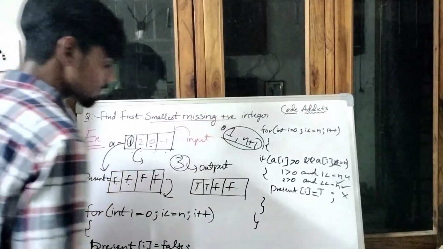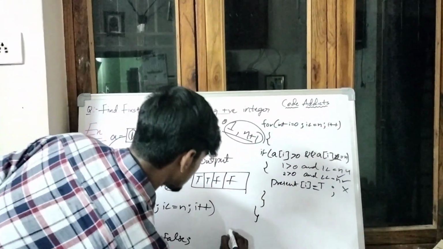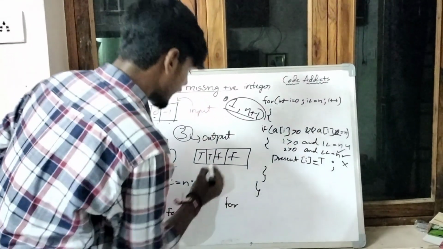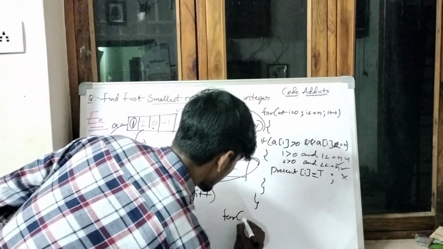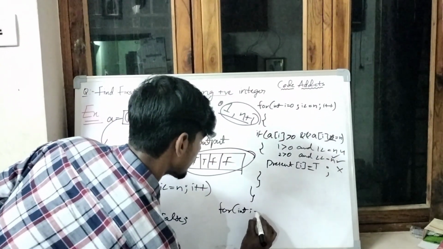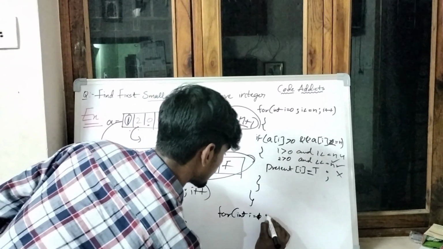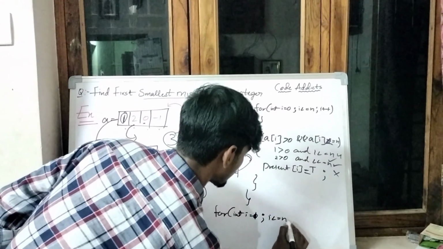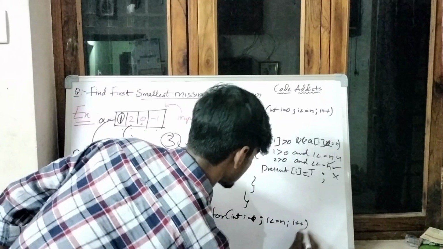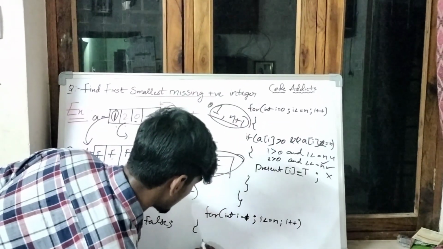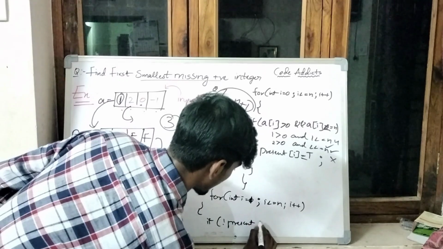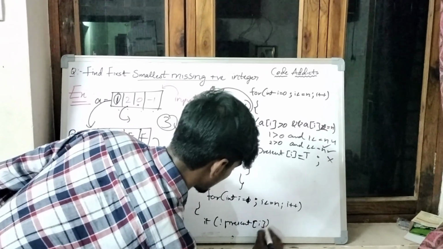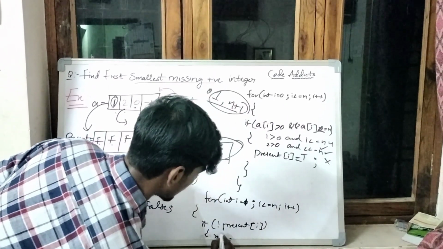From this we will write another logic. Now we will iterate over this array: for int i = 1, i <= n, i++. If not present of i, return i.